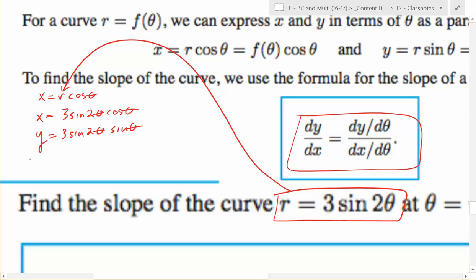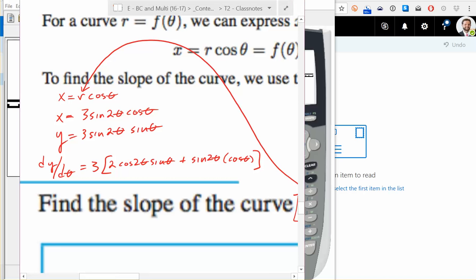What is, for example, dy d theta? What's dy d theta? 3 times what? Do you see what I mean? Yeah. So what do you get? 3 times, you have to use what rule? Product rule: the derivative of the first, so 2 cosine 2 theta sine theta plus sine 2 theta cosine theta, sorry, cosine theta. And then, do you see what I did there? Yeah. So there's your dy d theta.